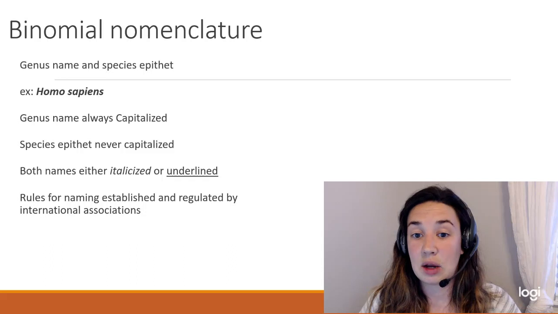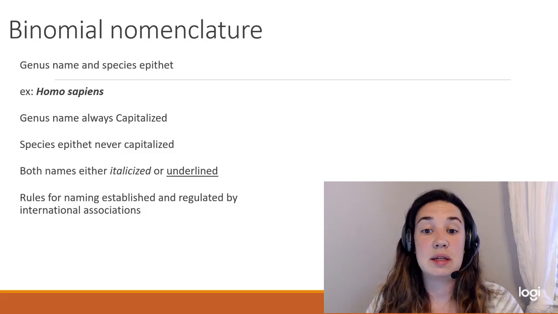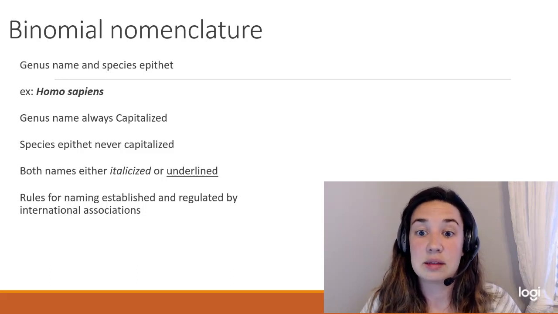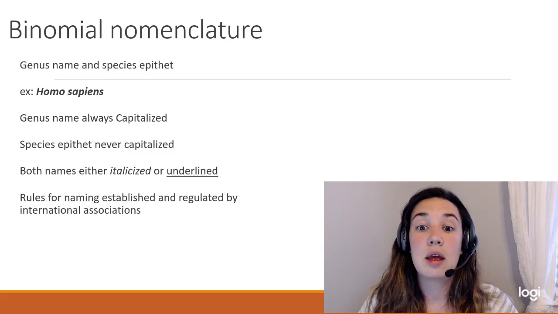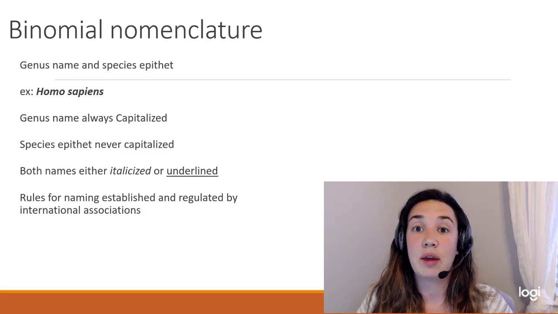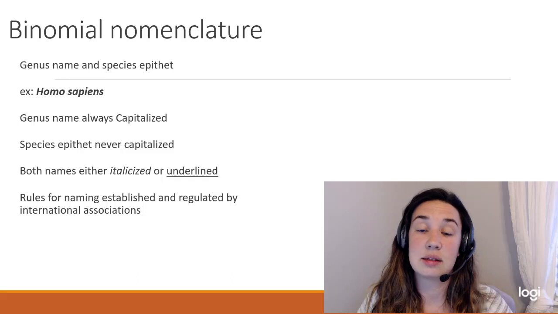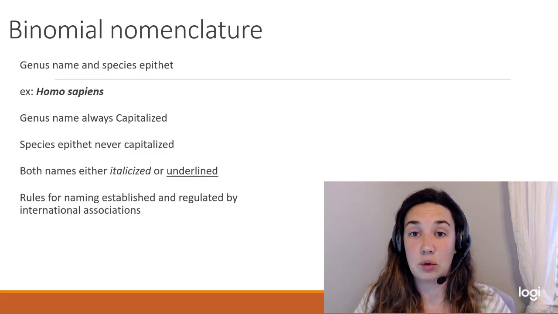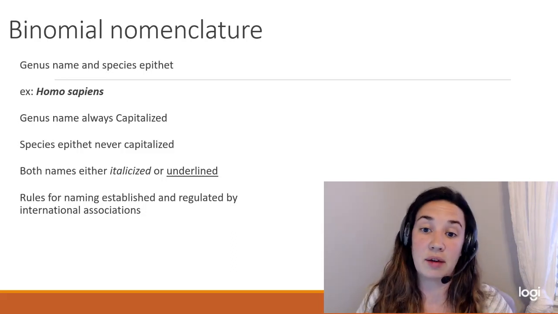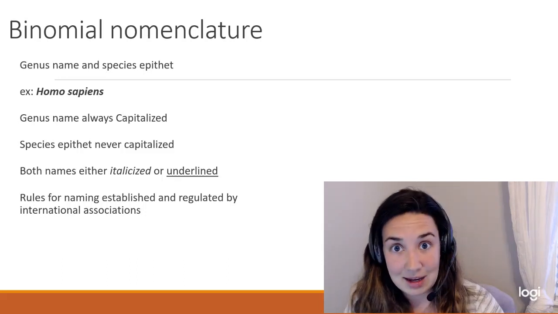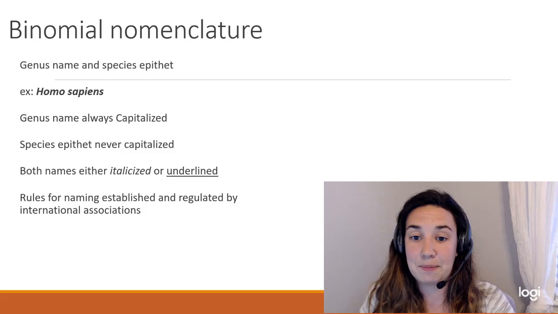Now, for the second word here, our species epithet, that specific word, sapiens in this case, is never capitalized. And both names are italicized, but if you're writing it out and you cannot italicize the genus and the specific epithet, then you would underline the words. That is only if you were handwriting it. If you're typing it on the computer, you're able to italicize the words, so make sure you do that.